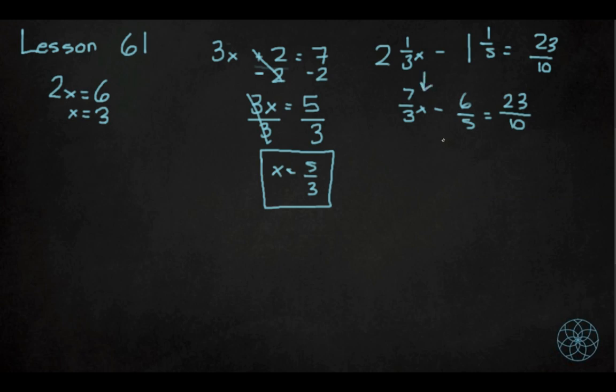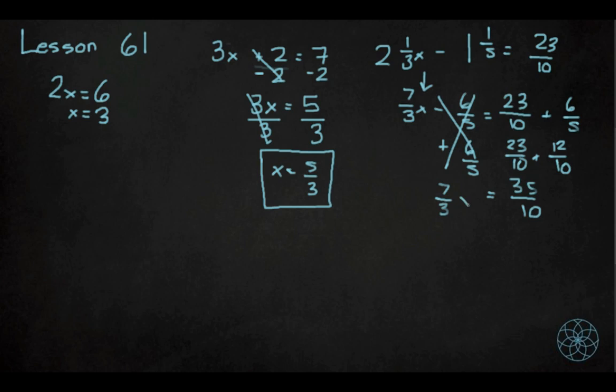Let's get rid of this 6/5 by adding 6/5 to both sides. Now on the right side, we need to change that to a common denominator. So 23/10 plus 12/10 would equal 35/10. And on the left side we have our 7/3 x. Now let's get rid of the 7/3 by dividing both sides by 7/3. And when you divide, you change it to a multiplication sign, and then write the reciprocal. So I'm going to write times 3/7 on the right.